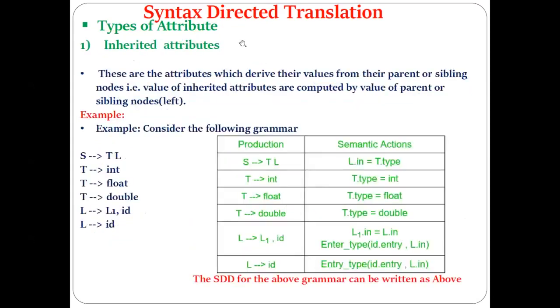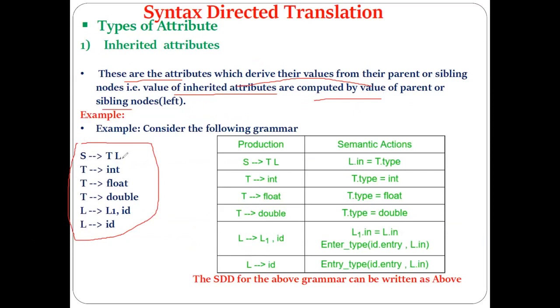Okay, now this we have already discussed. These are the attributes which derive their value from their parent or sibling nodes. The value of inherited attributes is computed by the value of the parent or the sibling node. Now this is the grammar we have been given. Let's see what the grammar is first. S derives TL. Now TL is nothing but what?